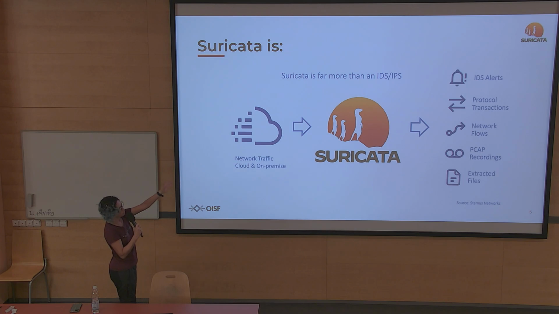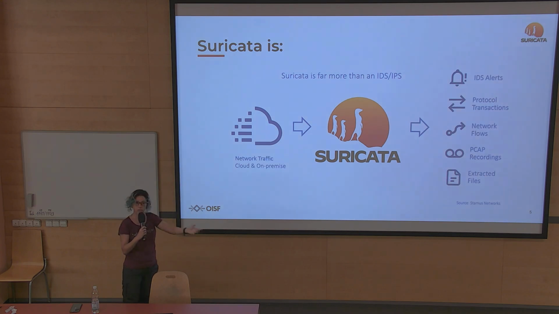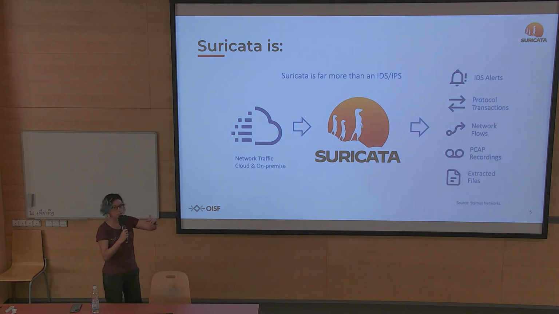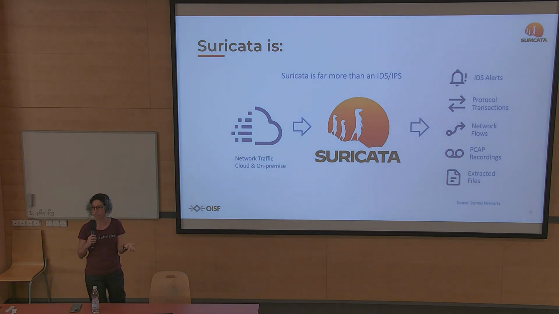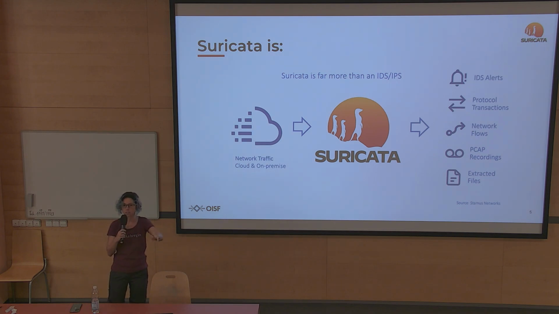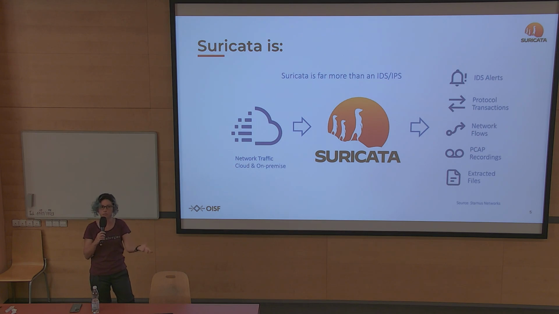So we have alerts, it tracks application layer protocol transactions, it tracks network flows, it records PCAPs. For those of you who don't know what that is, if you have network traffic, it can record that to a file, and it can extract files. So if you have a suspicious activity and has a file involved, it can extract that file for you to investigate. And it can work locally and on cloud as well.